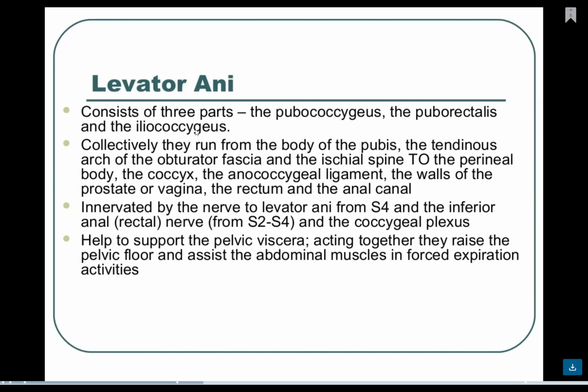So collectively, the levator ani muscle will run from the body of the pubis, the tendinous arc of the obturator fascia and the iliac spine, all the way to the coccyx. Okay, so that will be how they run. And mostly they are innervated by the inferior anal nerve or the rectal nerve, and then the coccygeal plexus.